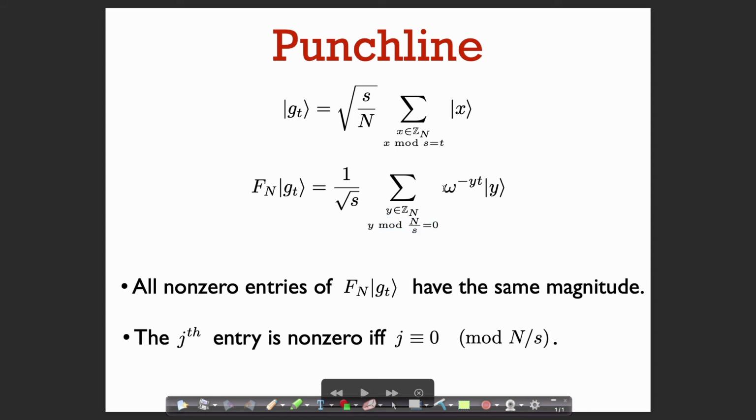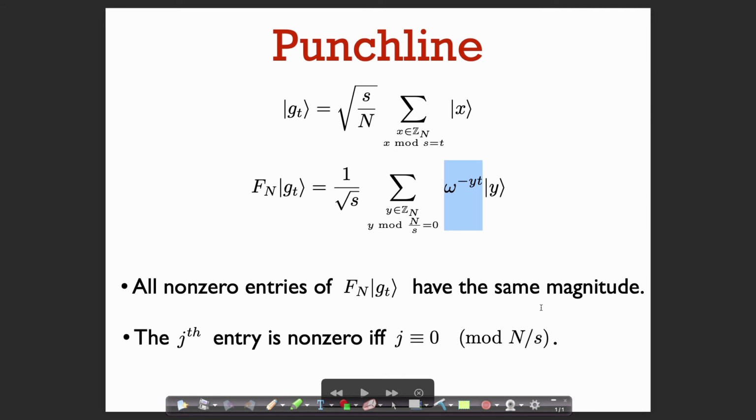The magnitude on the ket y here is omega, our nth root of unity, to the minus yt. So this always has magnitude 1, independent of the value of t or y. That means all non-zero entries of the Fourier transform of GT have the same magnitude. That's one important property. The second important property is that the jth entry is non-zero if and only if j is equivalent to 0 modulo n divided by s. Those are two critical properties of the Fourier transform of GT.